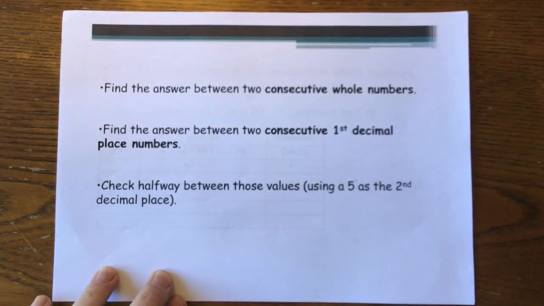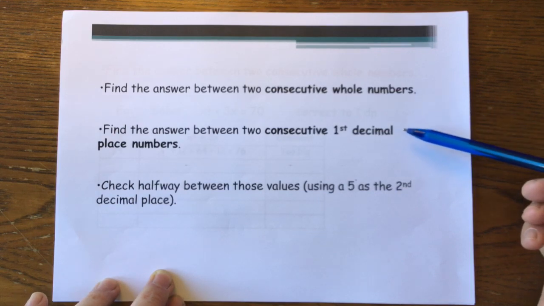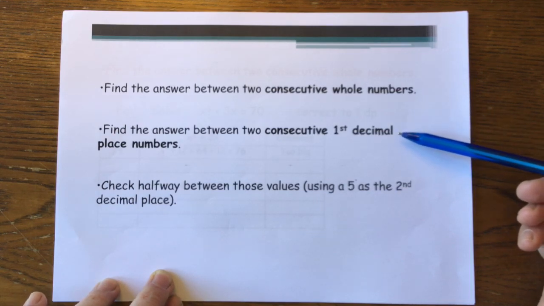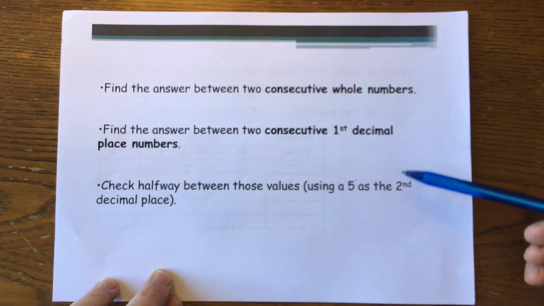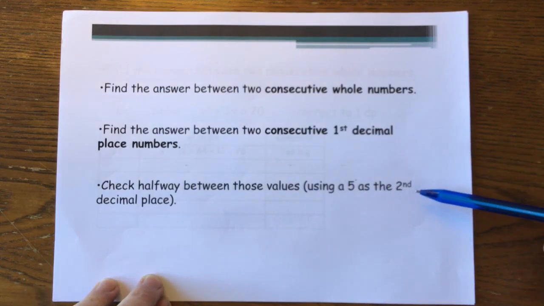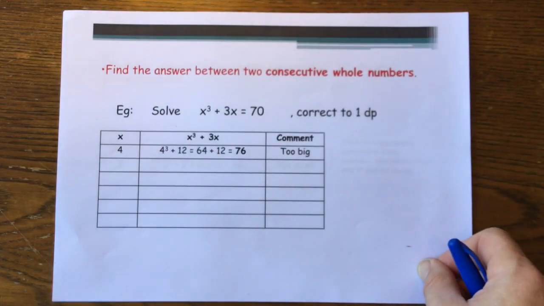The first stage is we try and find an answer between two consecutive whole numbers. And once we've done that, then we narrow it down a little and try and get more and more accurate. We try and find the answer between consecutive first decimal place numbers. So something like between 1.7 and 1.8. And then our final stage, and we always have to do this all the way up to GCSE, we check halfway between those consecutive first decimal places. So let's have a look at an example here and see how this works.